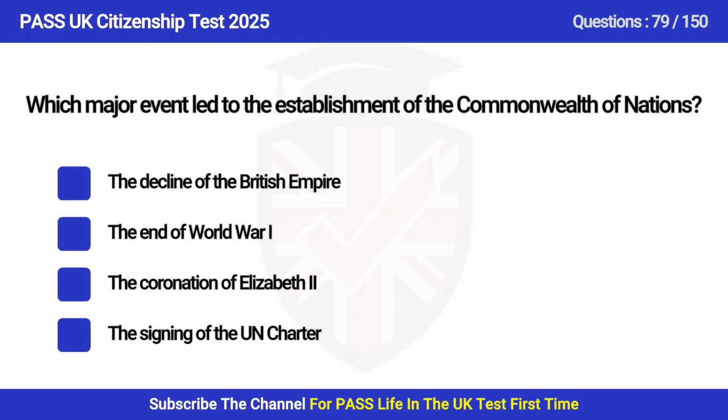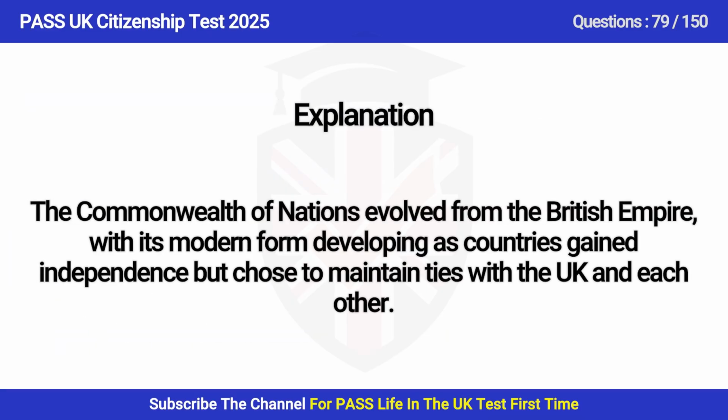Question 79. Which major event led to the establishment of the Commonwealth of Nations? A. The decline of the British Empire. B. The end of World War I. C. The coronation of Elizabeth II. D. The signing of the Magna Carta. Answer is A. The decline of the British Empire. The Commonwealth of Nations evolved from the British Empire, with its modern form developing as many countries gained independence, but chose to maintain ties with the UK and each other.